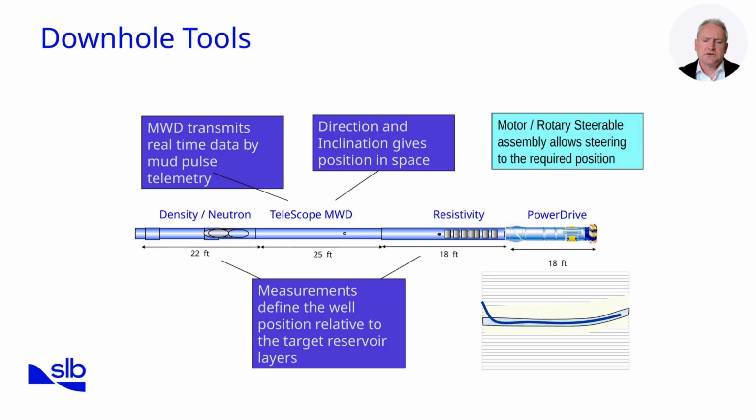The picture shows the tools arranged along the bottom hole assembly. The power drive rotary steerable tool is behind the bit, allowing trajectory changes. Resistivity and density neutron sensors are placed further back, between 18 and 60 feet or more behind the bit, providing early indications of formation properties. The telescope MWD system, at 36 feet, transmits all this data to surface.